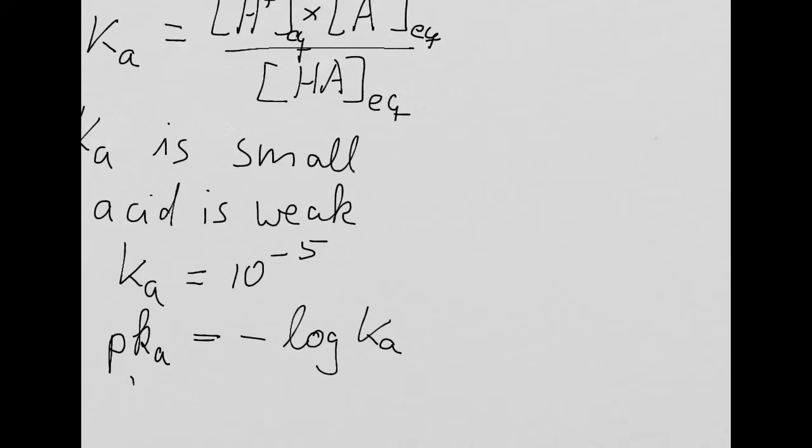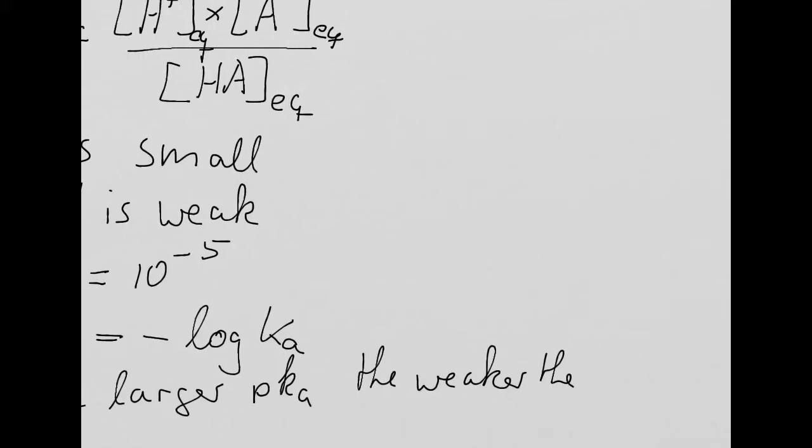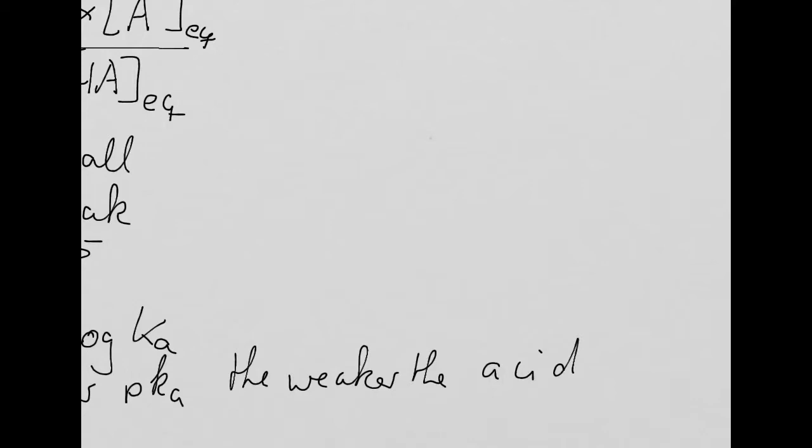And the larger the pKa, the weaker the acid. Most organic acids are in the range of pKa 2 to pKa 9 or something like that. So pKa 2 is a strong, weak acid. Can you say that? Strong, weak acid. You know what I mean. Whereas pKa 9 would be a weak acid.